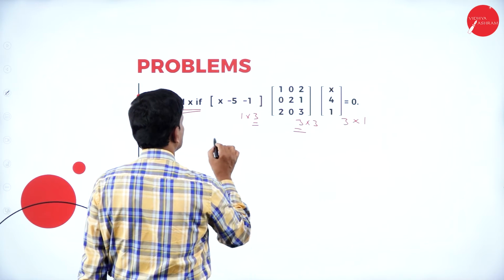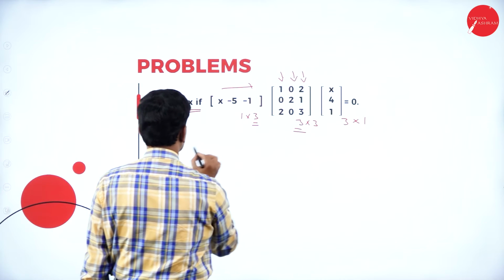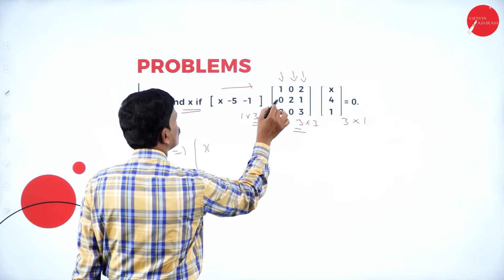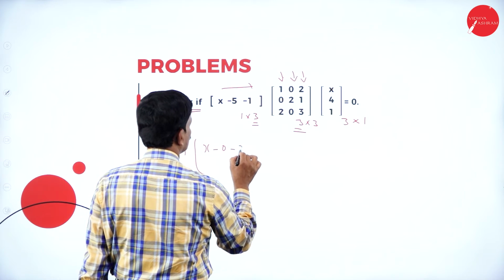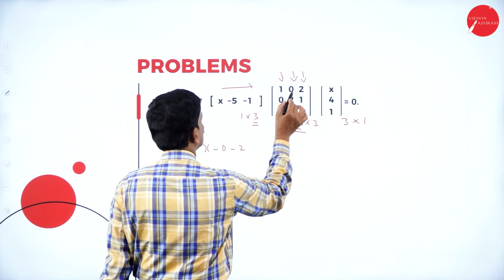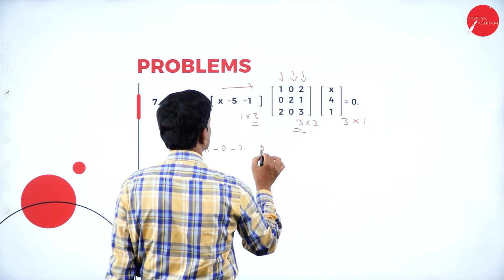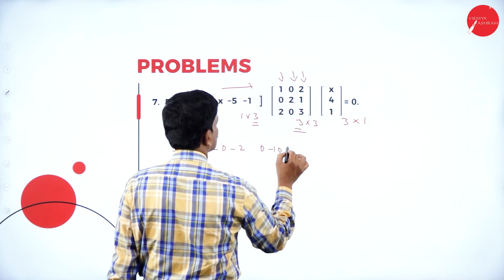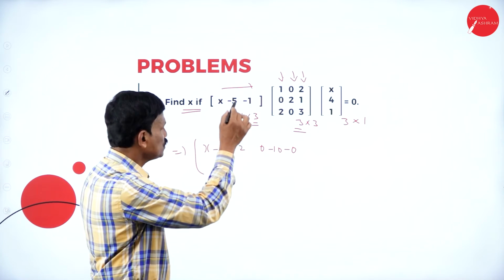Now, we can multiply these two. So, this is first row, first column, second column and third column. That is x into 1 is x, minus 5 into 0 is 0, again minus 1 into 2 is minus 2. First row, first column, same row, second column. So, that is nothing but 1 into 0 is 0, again 5 into 2 is 10, minus 10, minus 1 into 0 is 0.